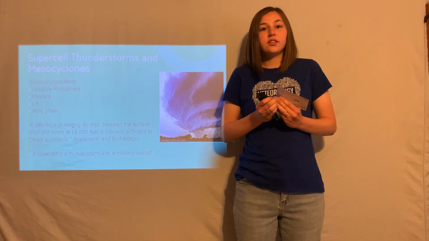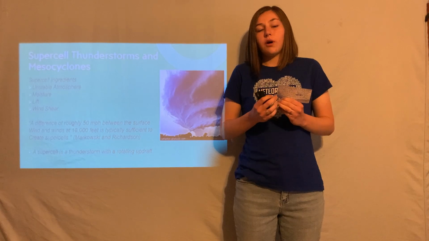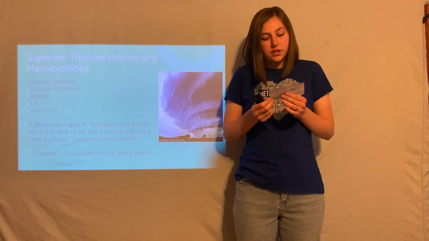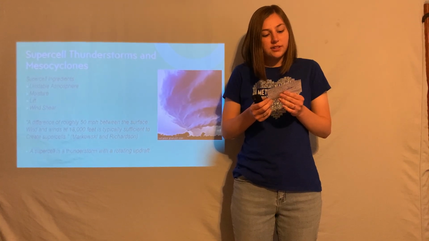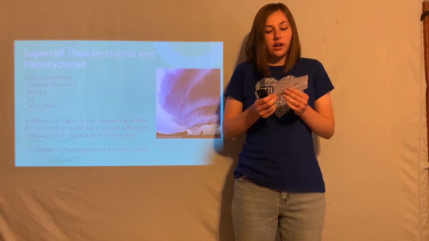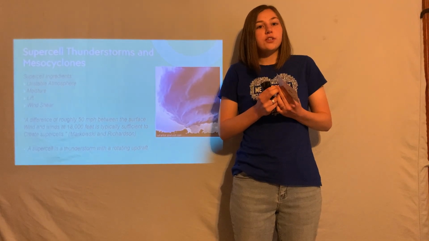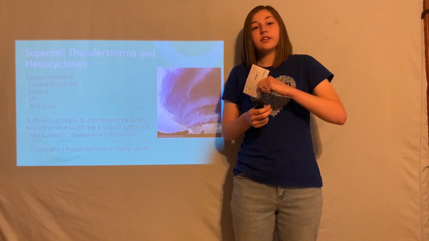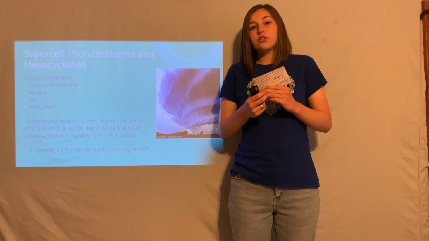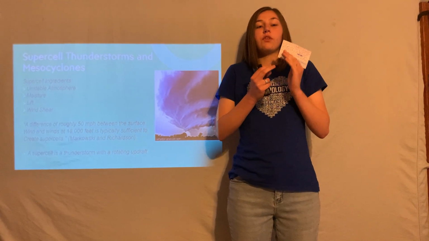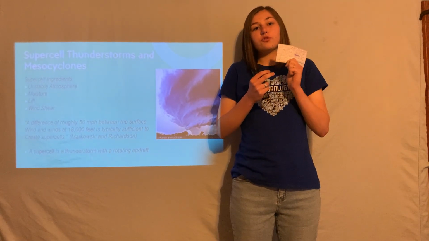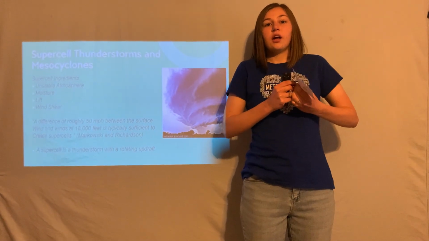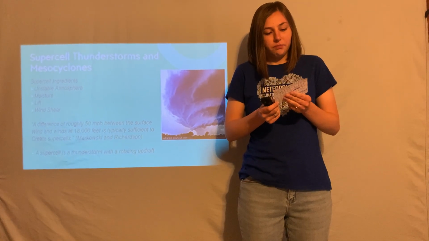Wind shear is the difference in wind speed and direction as you go up in the atmosphere. According to Markowski, a difference of roughly 50 miles per hour between the surface wind and winds at 18,000 feet is typically sufficient to create supercells. With this strong difference in wind speed and direction with height, a rotating column of air horizontally at the surface is formed, and the updraft of the storm pushes this up vertically, and this rotating updraft is known as the mesocyclone. Once a mesocyclone is formed, tornadoes are able to be produced from this rotation.